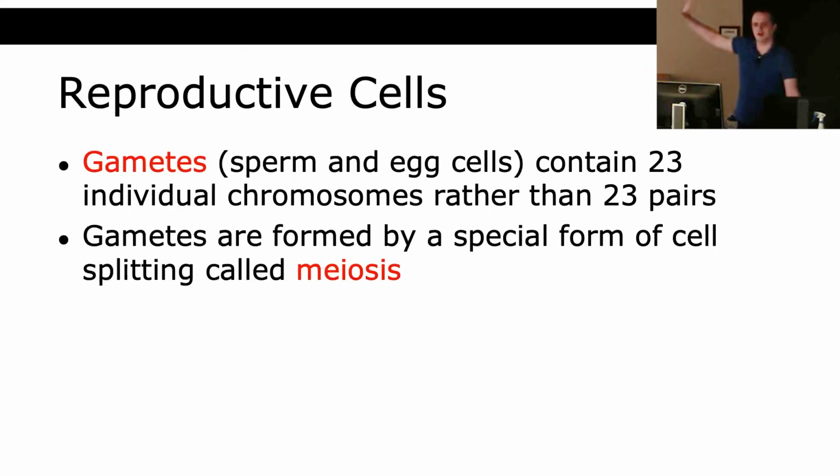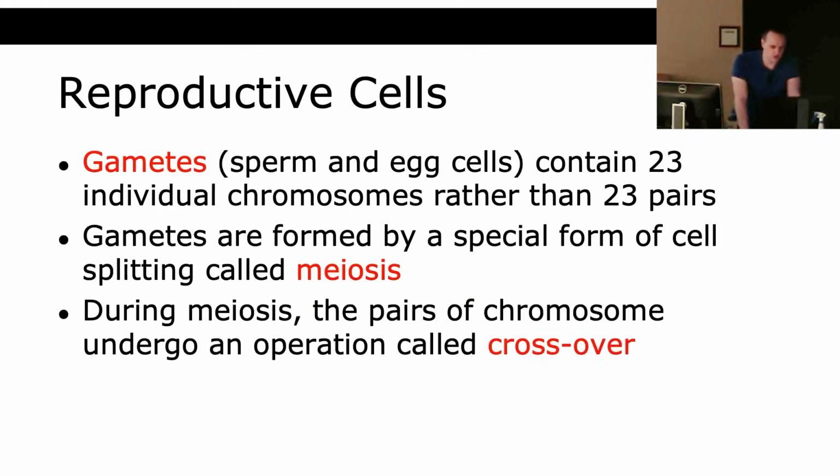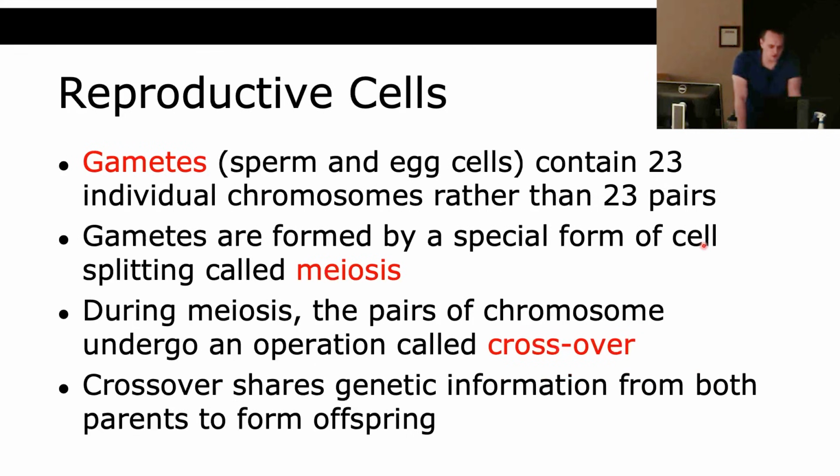And the context for me giving you this, even though I'm not going to test it, is to show that the algorithm that we will be eventually getting to has a basis in biology, right? We're going to be taking DNA from one parent and DNA from the other parent and merging it together to get a new possible candidate solution. During meiosis, the pairs of chromosomes undergo an operation called crossover, which is what we will be doing. Crossover shares genetic information from both parents to form a new offspring.